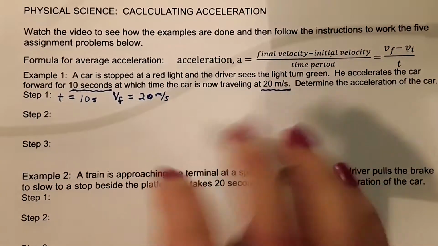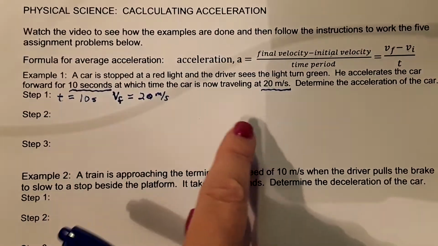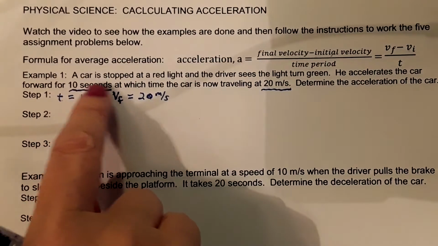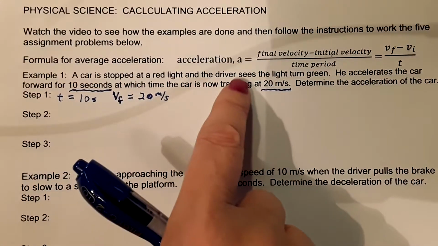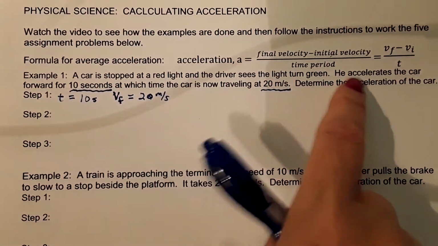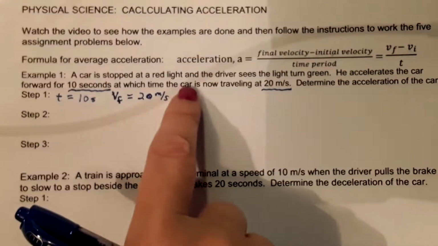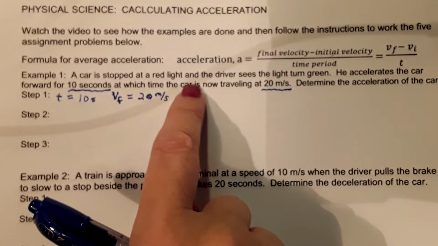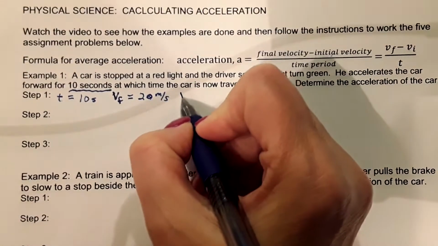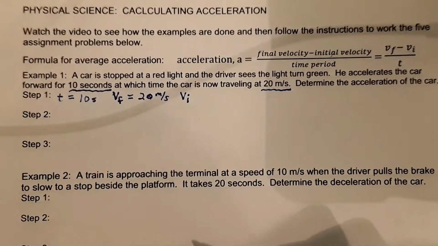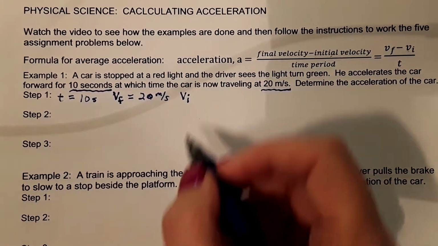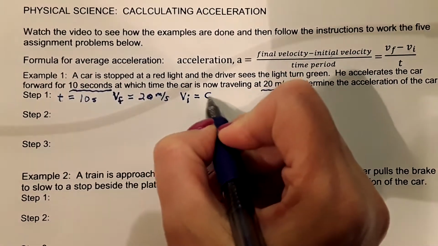All right, so now we've identified the numerical given information, but is there any inferred information? Well, look at what it says. A car is stopped at the red light when he sees the light turn green and then accelerates. So he's starting from a 0 velocity, isn't he? He was stopped. He's starting from rest. So we can say the initial velocity, V sub I, you could also use V sub O for original, but we'll just use V sub I for initial, is 0.